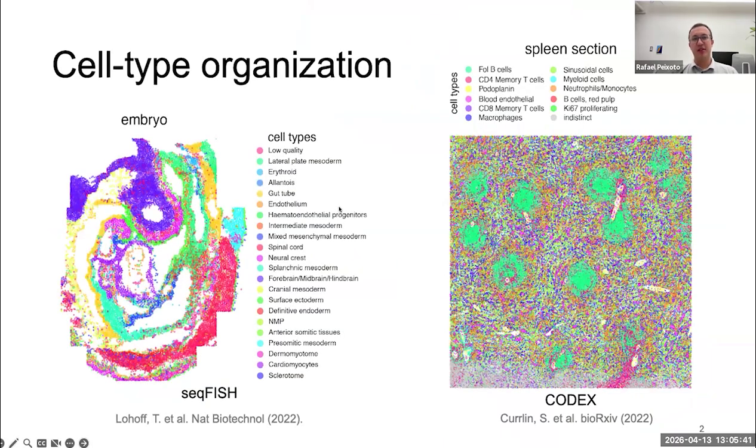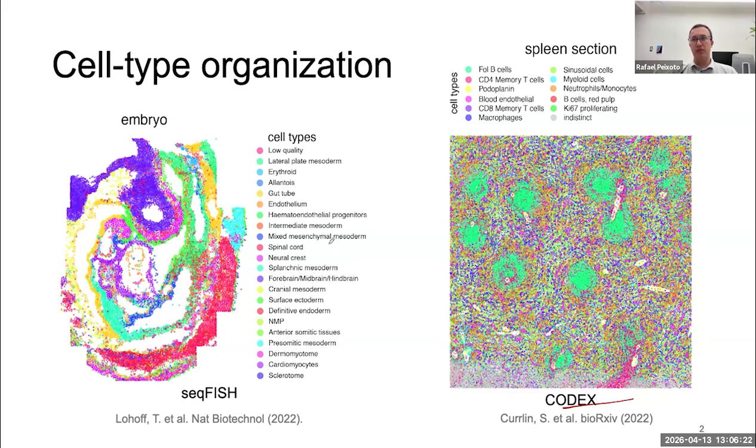First, among the many analyses you can do with spatial omics, one of them is identifying the cell types and the spatial positions they are located in the tissue. So here we have two samples. On the left, you see a mouse embryo that was assayed by seqFISH, and each point is a cell, each color is a cell type. And then on the right, you have a human spleen section, which was assayed by CODEX. So this is not transcriptomics, this is proteomics. But in both cases, we can use this information to identify the cell types.